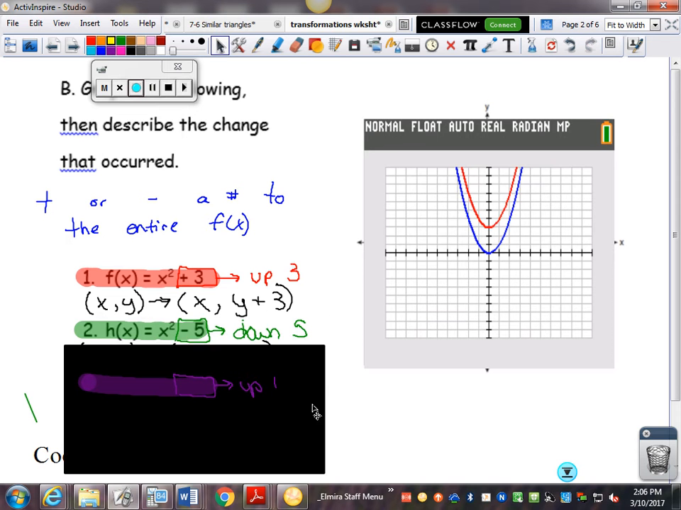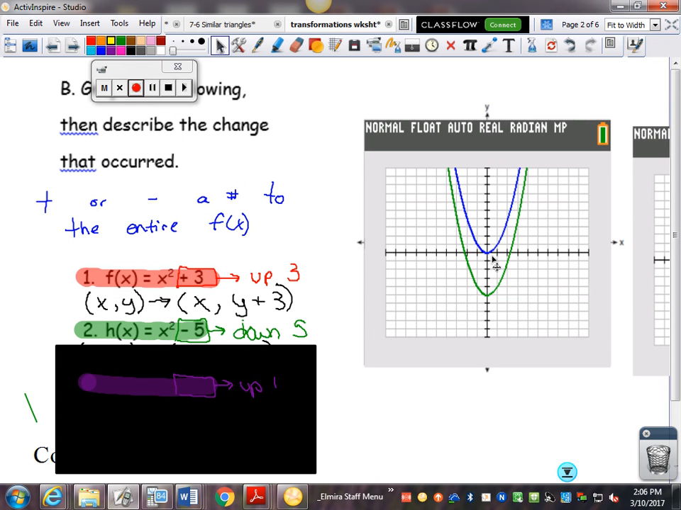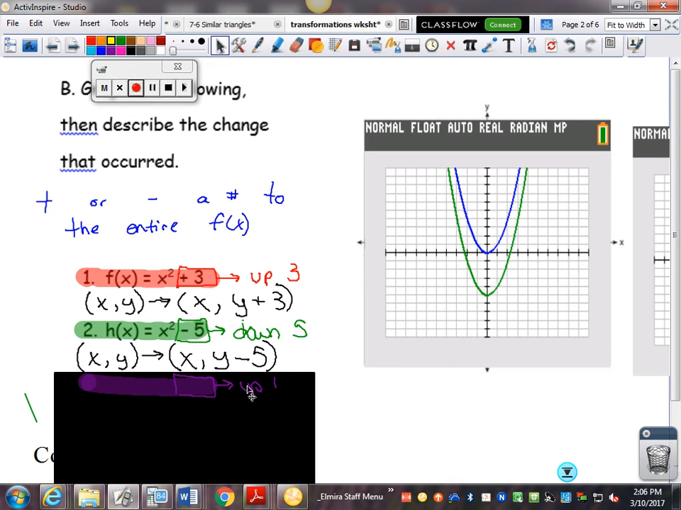Let's look at the green one. The green one has a minus 5 on it. Okay, well what did that do? Well, you can see the green function is 1, 2, 3, 4, 5 units down from my blue parent function. So subtracting a number at the end of a function moves it down. And again, in my notation, the only thing that changes are y values. X values are staying the same. If this is my blue vertex, my green vertex is the same x value. It's right on the axis, but it's moving down by 5.